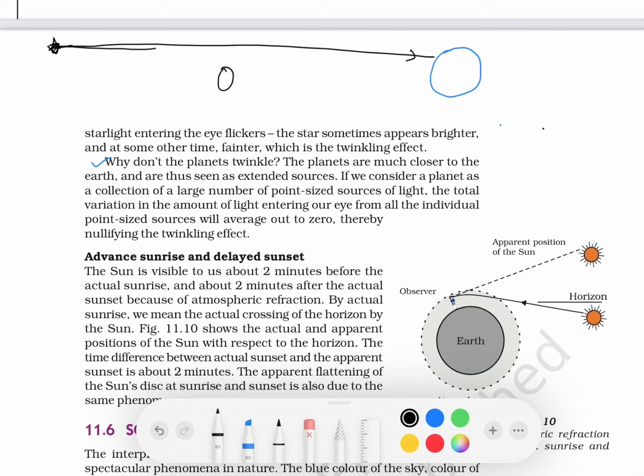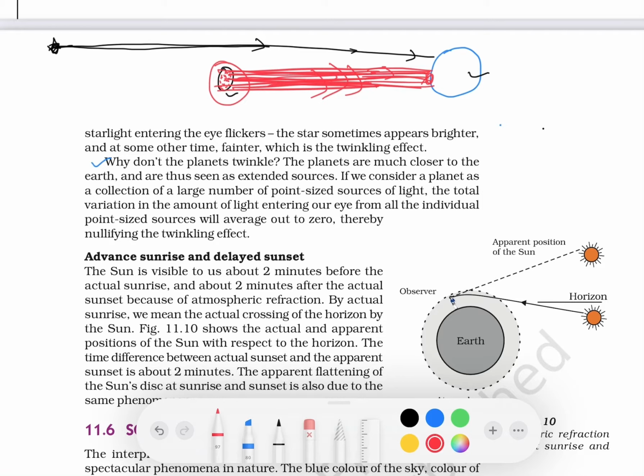Only one ray, say for example, is coming because it is a point source. But the planet, as it is very close to Earth, has many point sources in it. So if one or two rays do not fall on your eyes, there are many other points which will make an image in your eyes, and that will not make any difference to the image formed by the planet in your eyes. And that is why it seems that planets never twinkle.